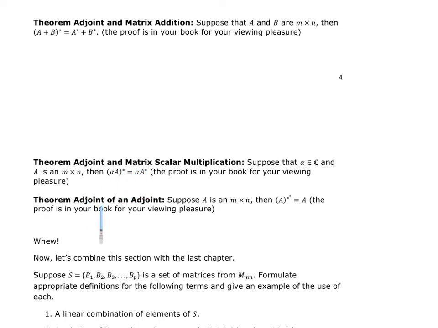Last theorem for this section: the adjoint of its adjoint. When you take the adjoint of an adjoint, you get back to where you started. It's kind of like the transpose of a transpose. Whew. Okay, so that's it for the theorems.